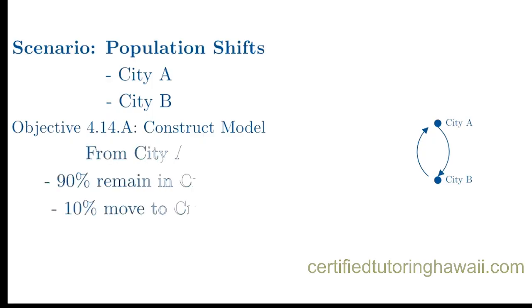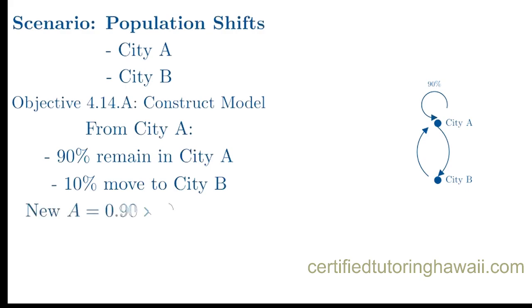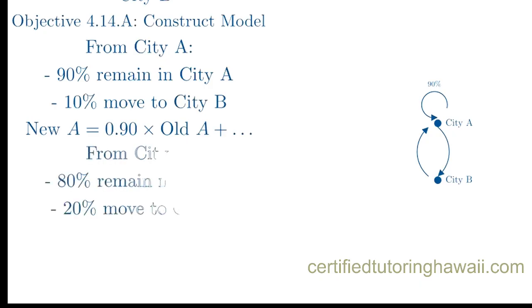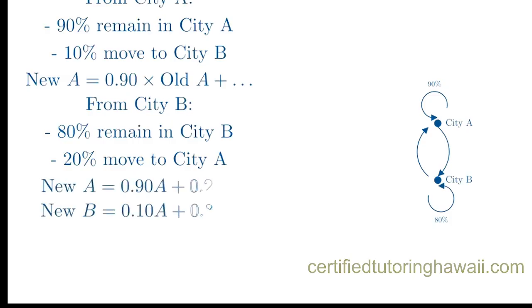Let's say 90% of people in City A remain in City A, and the other 10% move to City B. This means that after 1 year, the new population in City A will include 90% of the old population from A. Let's also say 80% of people in City B remain in City B, and the other 20% move to City A. So, the new population in City A will also include 20% of the old population from B. The new population in B will include 80% of the old population from B and 10% of the old population from A.